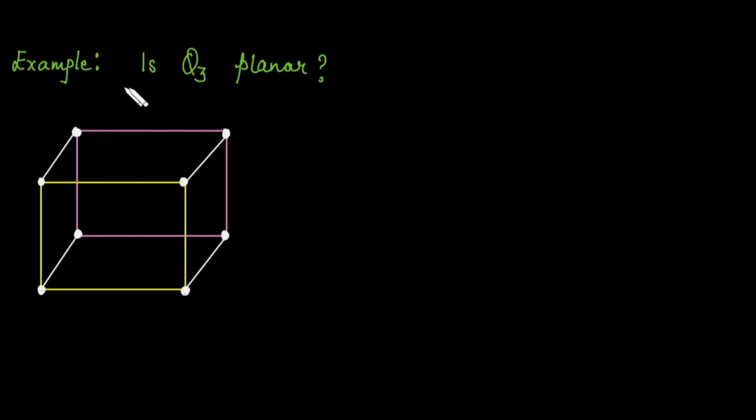Next, we need to check whether Q3 is a planar graph. The Q3 graph looks like a cube. So we need to reconstruct this graph in such a way that there is no crossing of the edge. Can you do that? There is a crossing of the edges in these two, even in these two. So we need to remove this intersection of the edges.